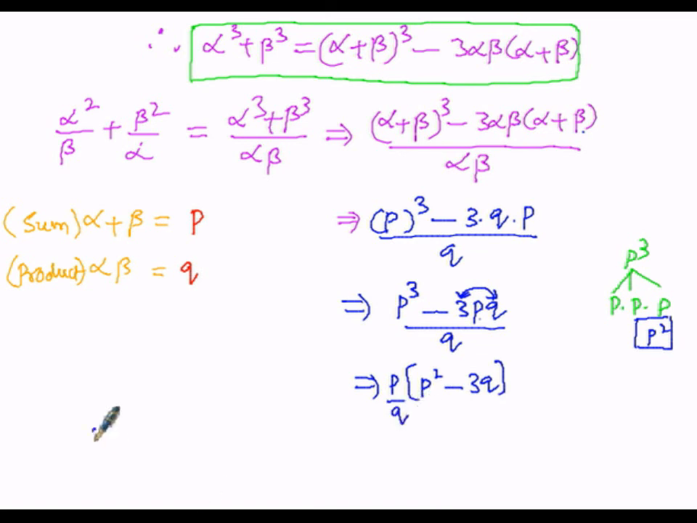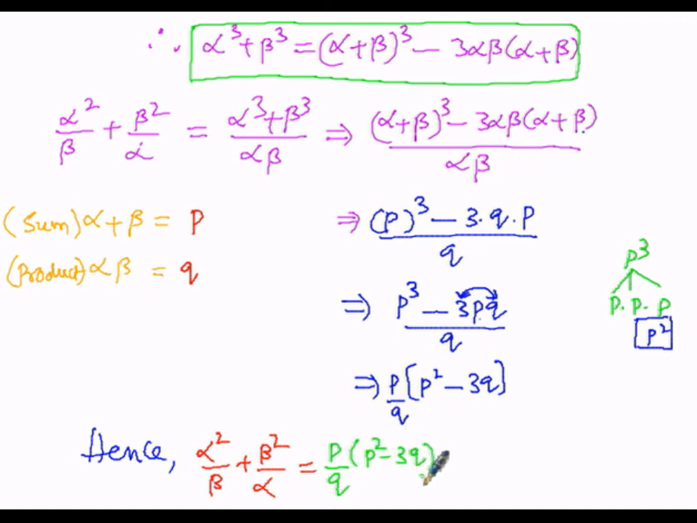Hence, the value of alpha square divided by beta plus beta square divided by alpha is p divided by q into p square minus 3q. So p by q into p square minus 3q is the value of alpha square by beta plus beta square by alpha.